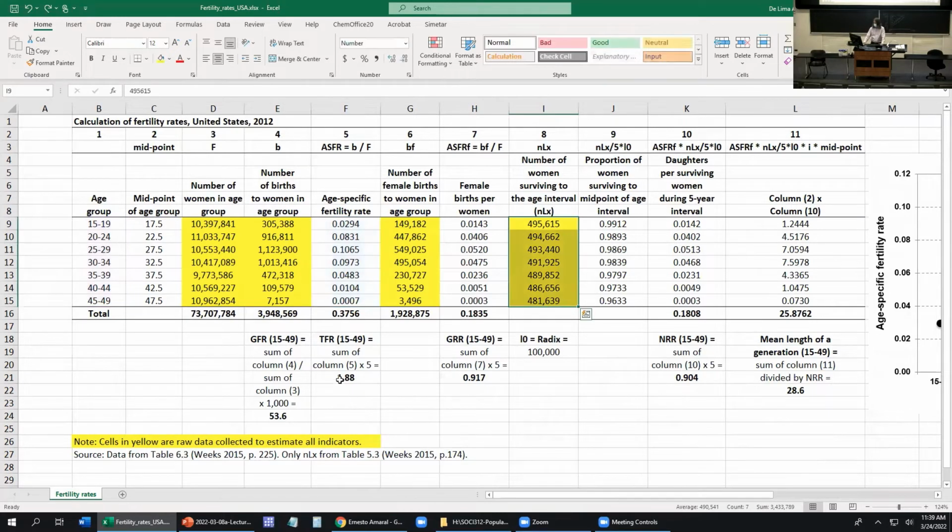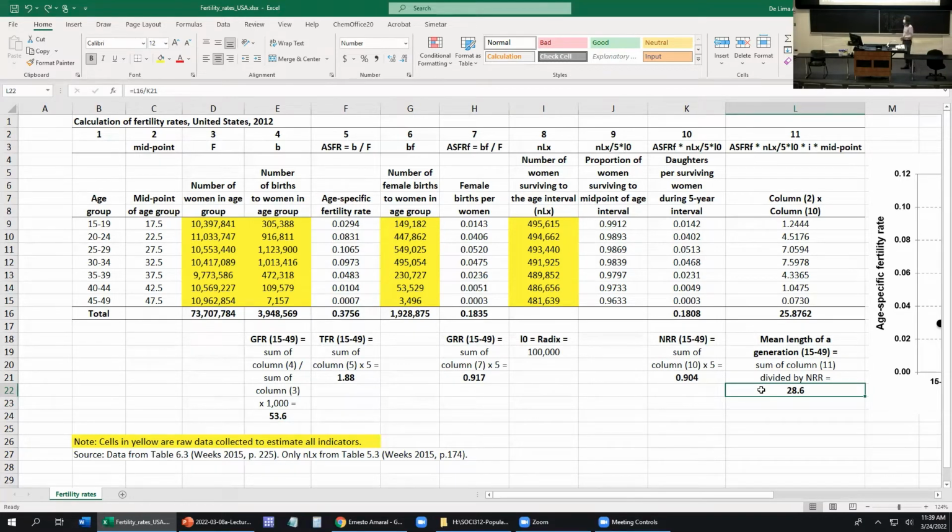So we have the total fertility rate, the gross reproduction rate that takes into account only daughters. Here we take into account daughters and mortality. And then here also only daughters and mortality, just to know what's the average age that women are having their daughters. It's just to compare over time.